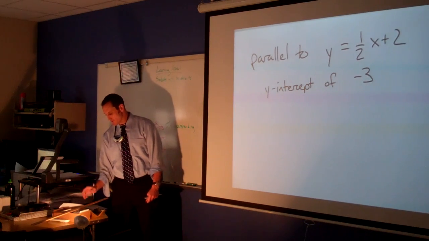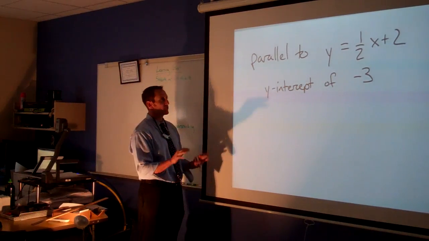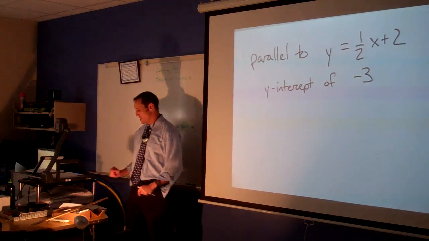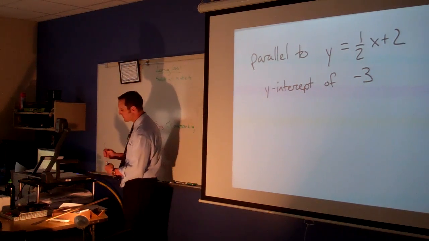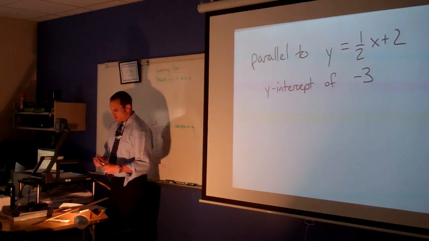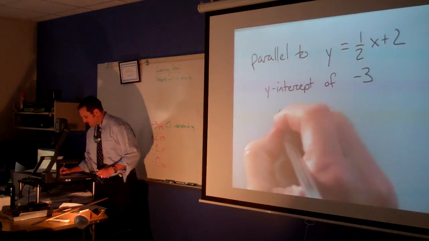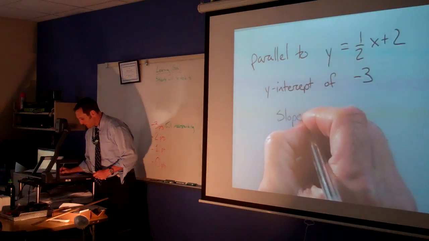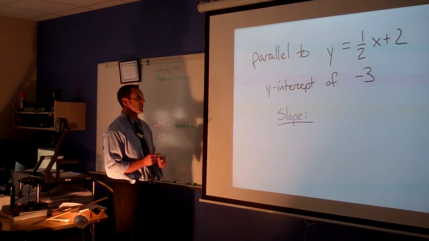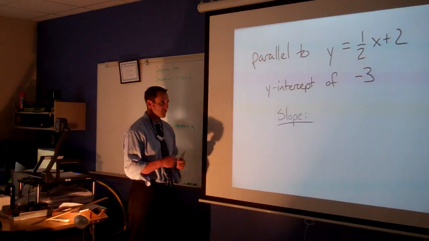So we need to think. We have to use our brains. Remember, to write an equation, we need two pieces of information. We need a slope and we need a y-intercept. So the first thing we're going to think about is slope. What is the slope of the line that we're writing the equation of?